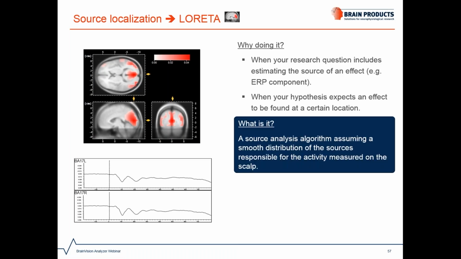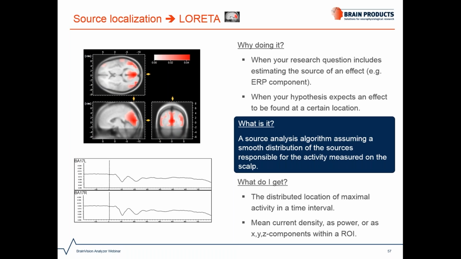LORETA offers a solution for estimating distributed sources based on the assumption that the sources have a smooth distribution. As presented on the left, what you get is either the location of maximal activity in a specific time interval, or mean current density, or as power within a region of interest. You can even get the source activity for each X, Y, and Z component separately.